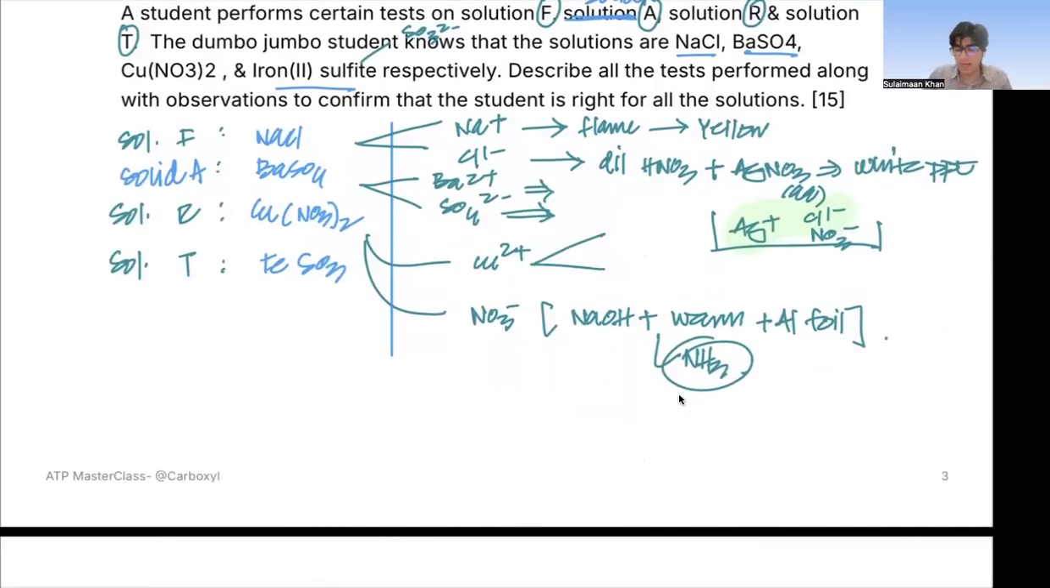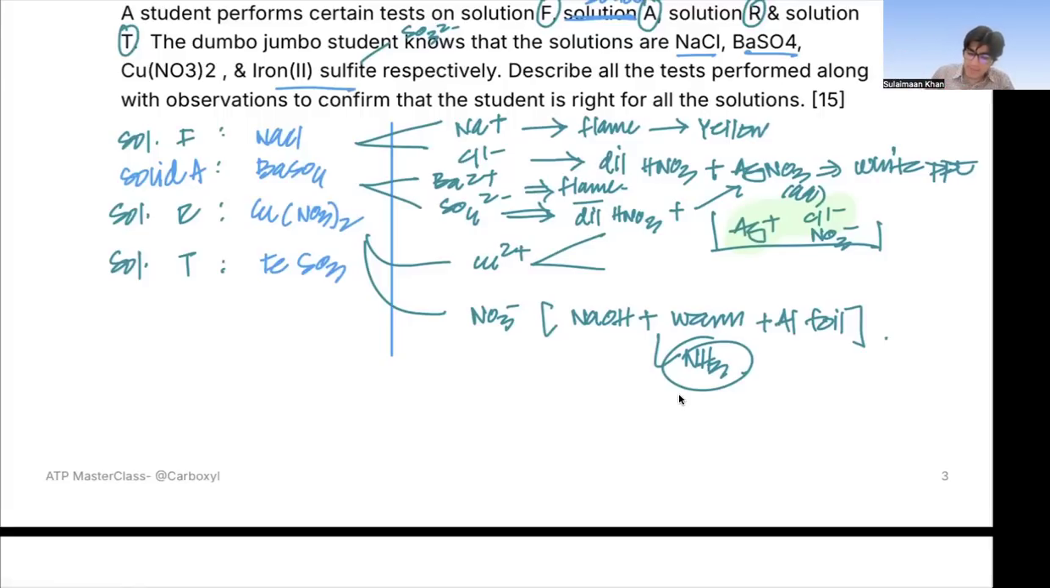बेरियम 2+ के लिए तो फ्लेम टेस्ट है ना, लाइट ब्लू फ्लेम, light green flame, sorry. And for sulfate ion, again, add acidified with dilute nitric acid, and then add silver nitrate to it, and it's going to give you a white precipitate of barium sulfate. Add aluminum before or after? पहले aluminum add करें फिर warm करें ना, aluminum foil के साथ ही warm करना है. So sodium hydroxide, add aluminum foil to it, and then warm it together.